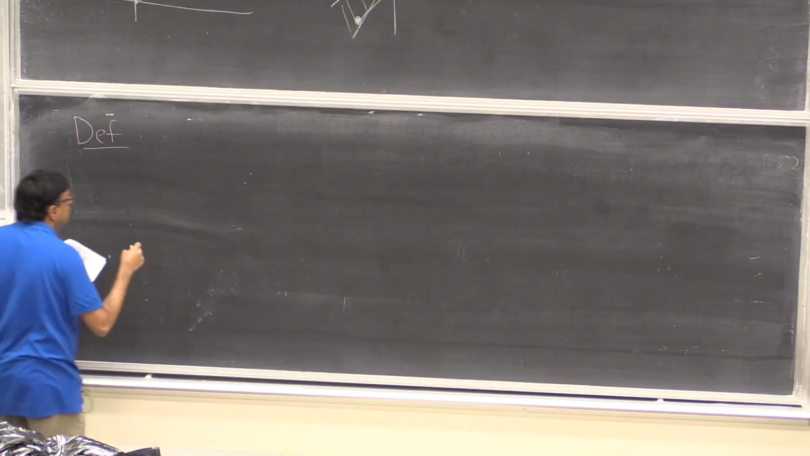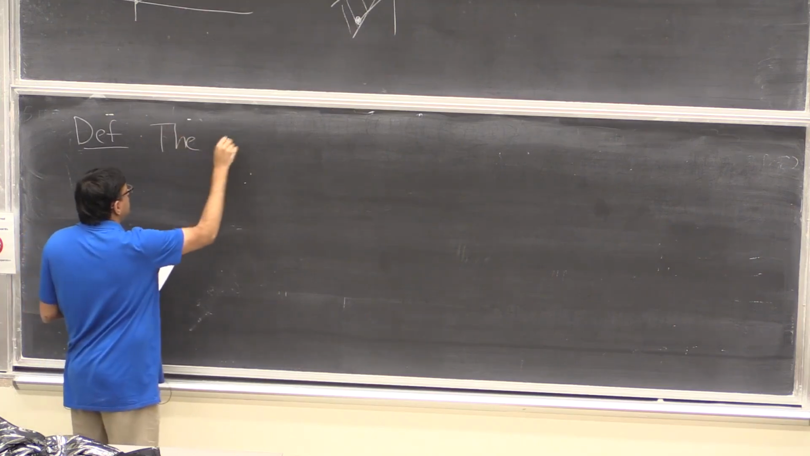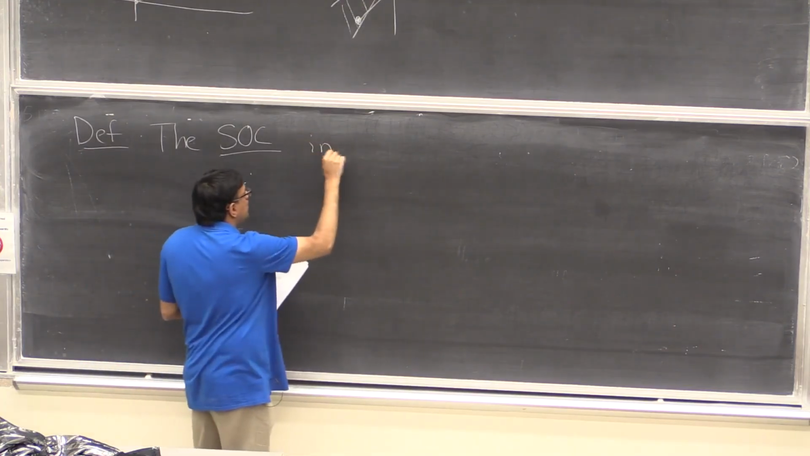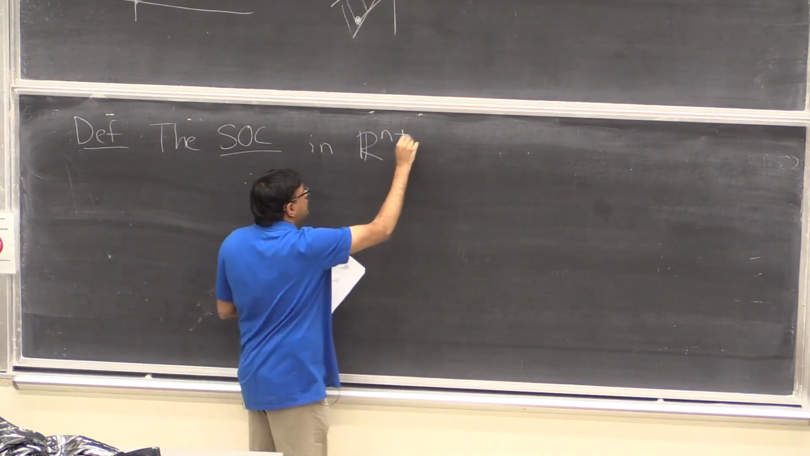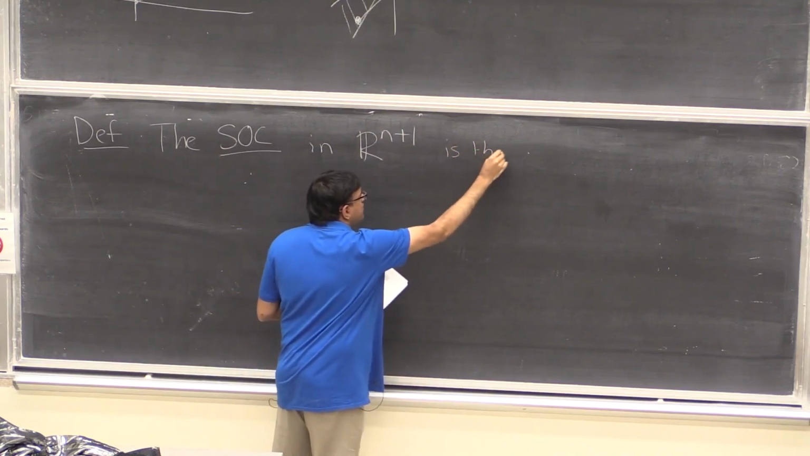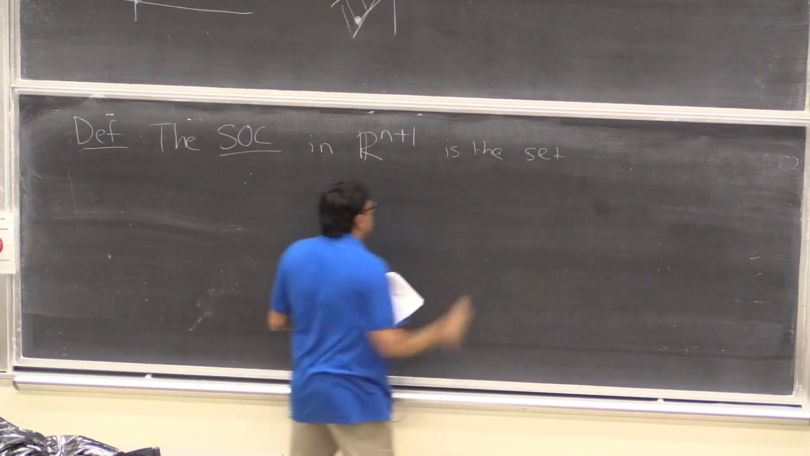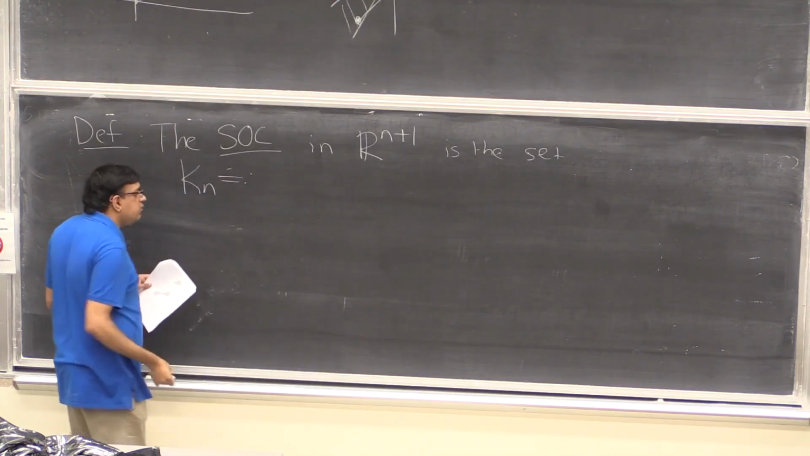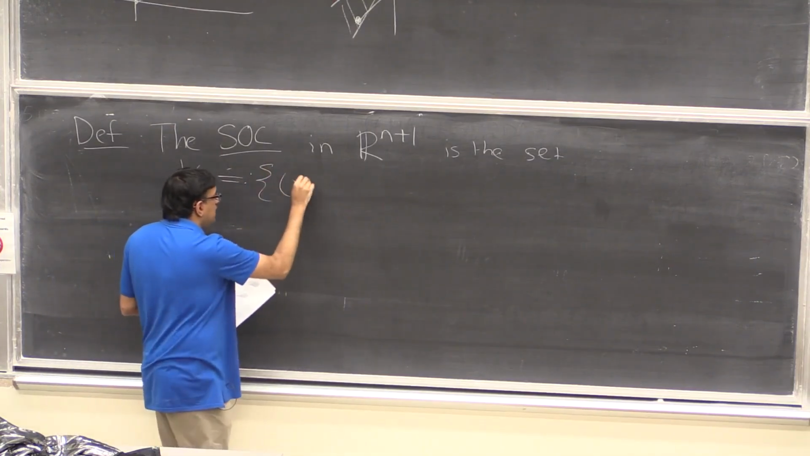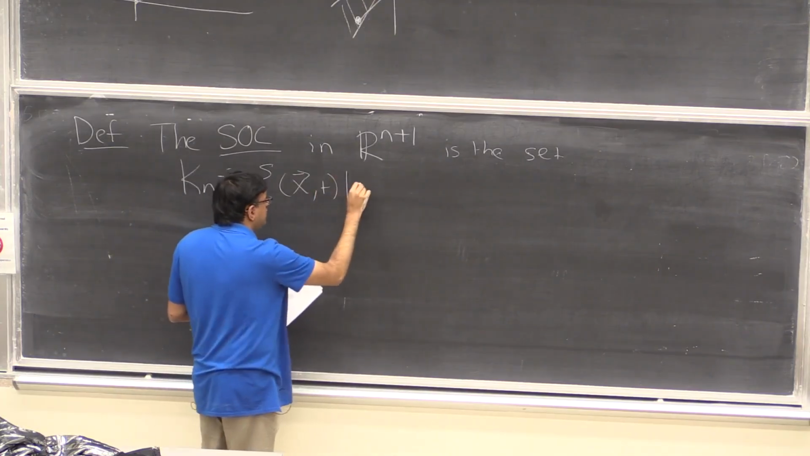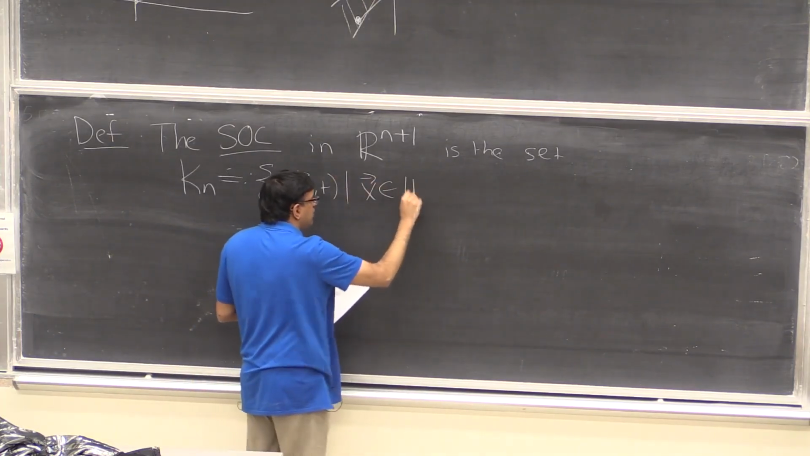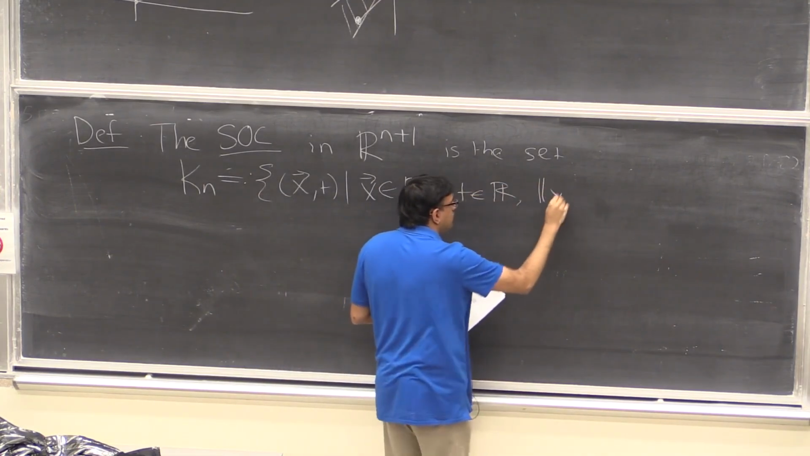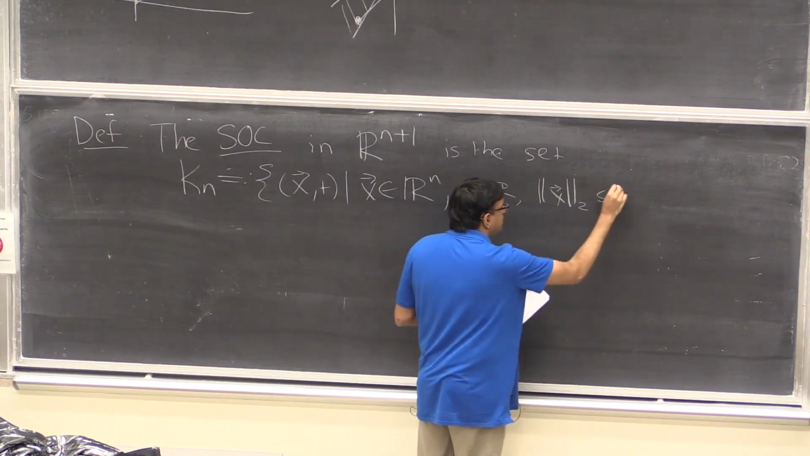The definition. Okay, the second-order cone. So SOC is second-order cone in R^(n+1) is the set, okay, this is the set K_n, which is defined to be the set of all (x, t) such that x is in R^n, t is in R, and the 2-norm of x is less than or equal to t.